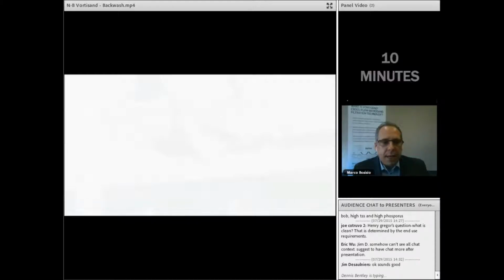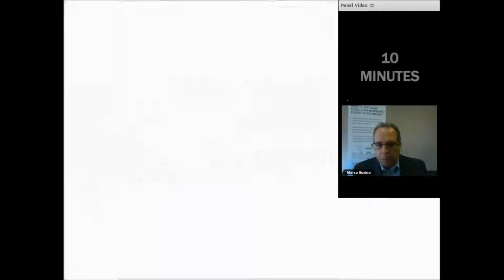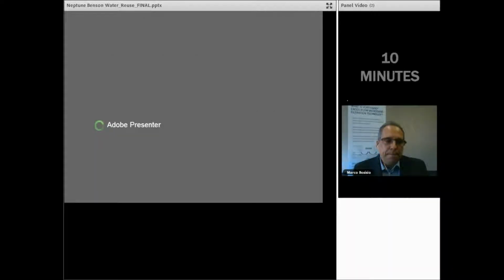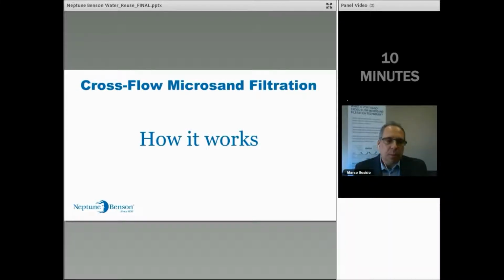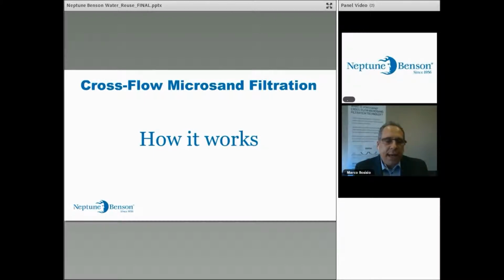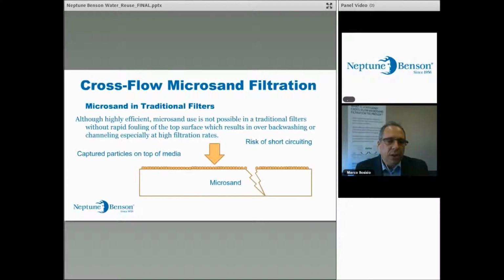So maybe back to the presentation. So that gives you a brief, in a nutshell, how it works. From the outside, it looks like any other filter. Of course, on the inside, it's very different, using the cross-flow process to be able to filter down so efficiently.